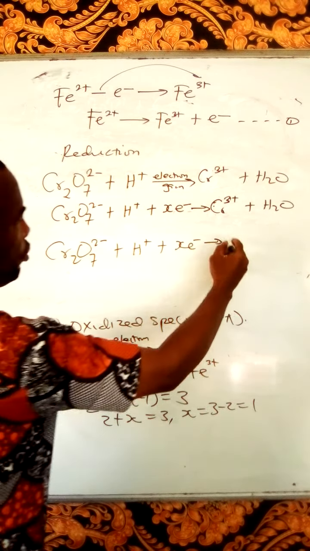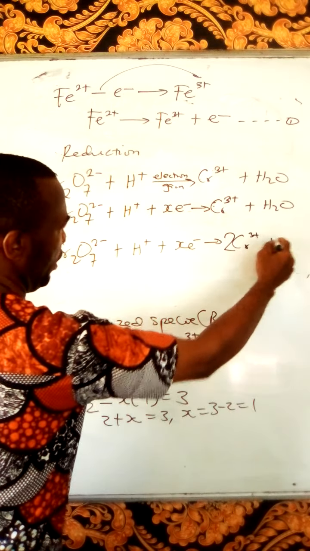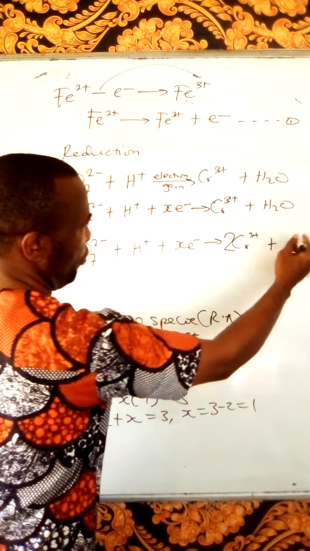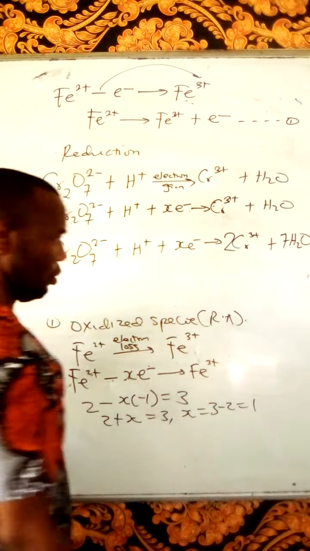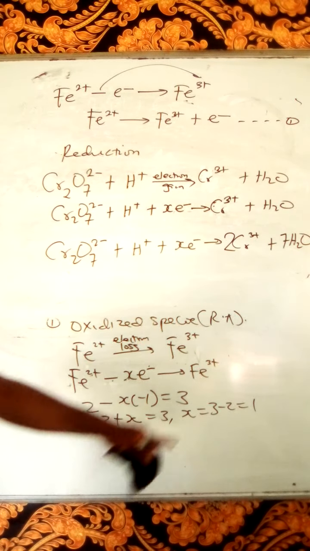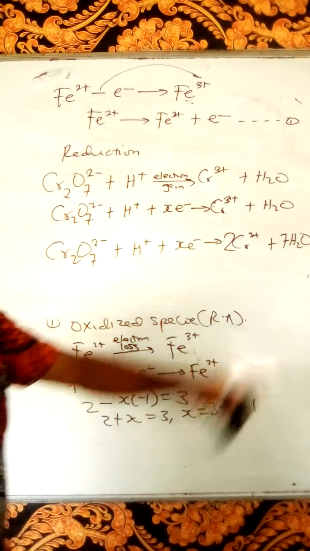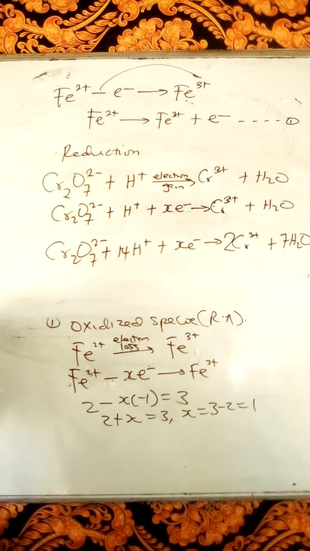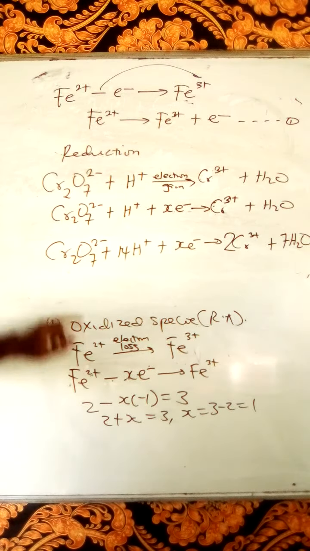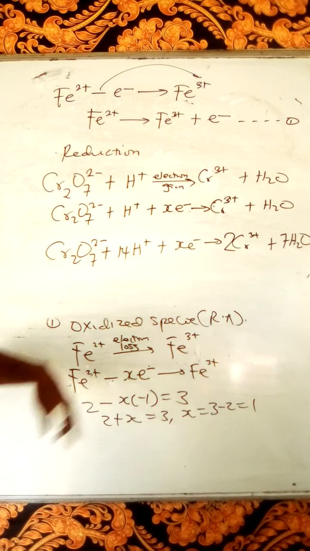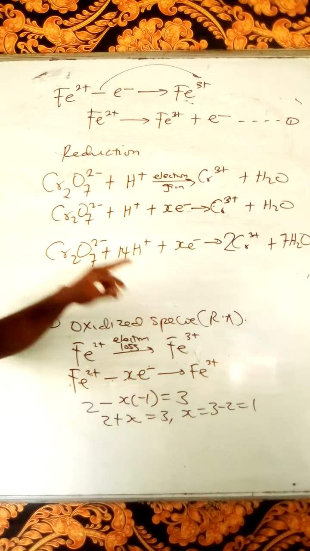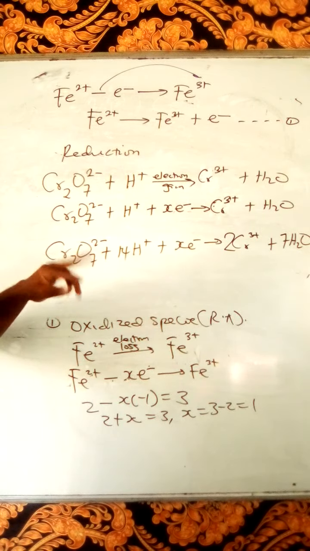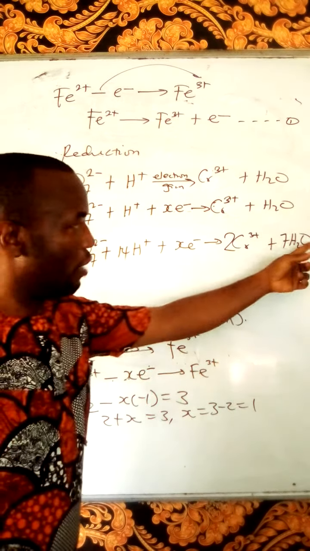So to balance chromium, we'll put 2 in front of this. Then going to oxygen. Oxygen is 7 atoms here and 1 atom in water. We'll put 7 in front to balance oxygen, 7 H2O. Having balanced these two, we now see that hydrogen is 14 atoms this side, but here we have only 1 atom. We now put in 14 in front of hydrogen. For checking our work, chromium is 2 atoms on the left hand side, and also 2 atoms on the right hand side. Hydrogen is 14 atoms here, 7 times 2 will still give you 14. Oxygen is 7 atoms here, 7 times 1 will give us 7.